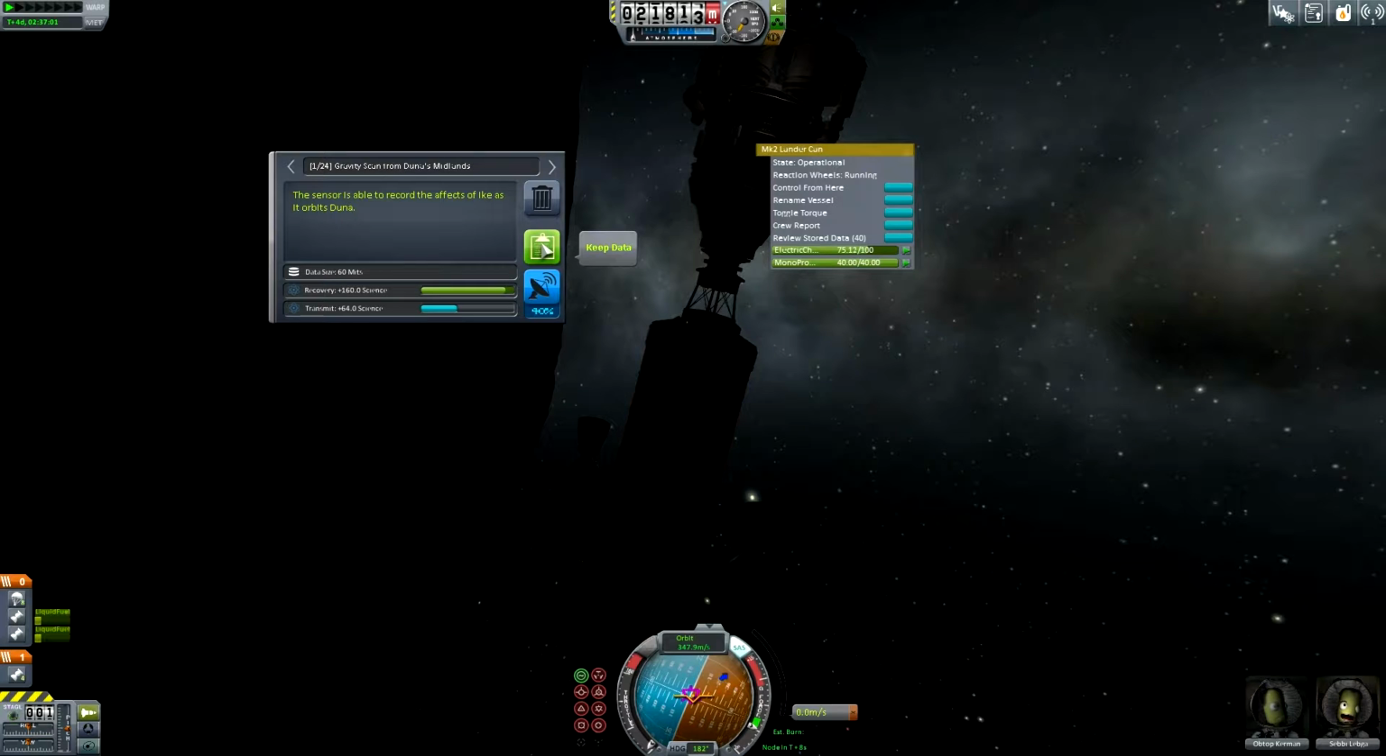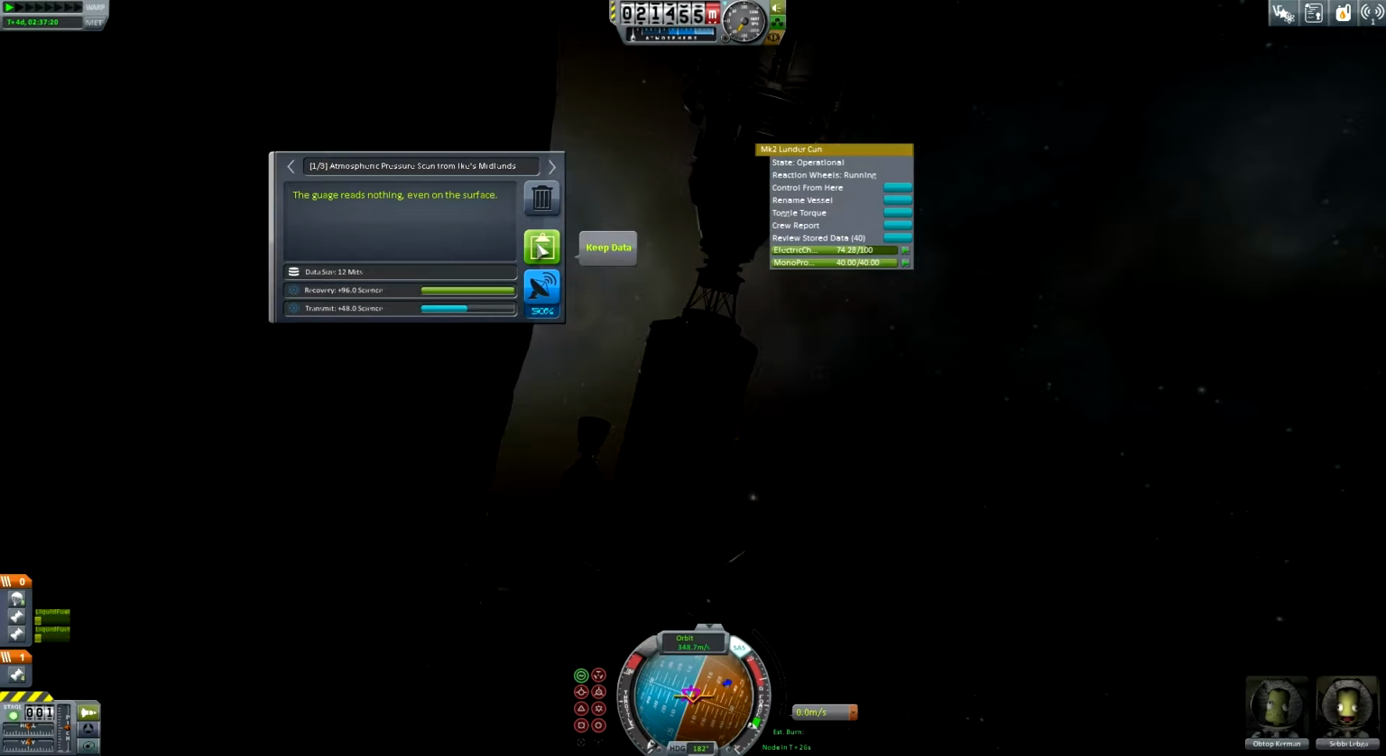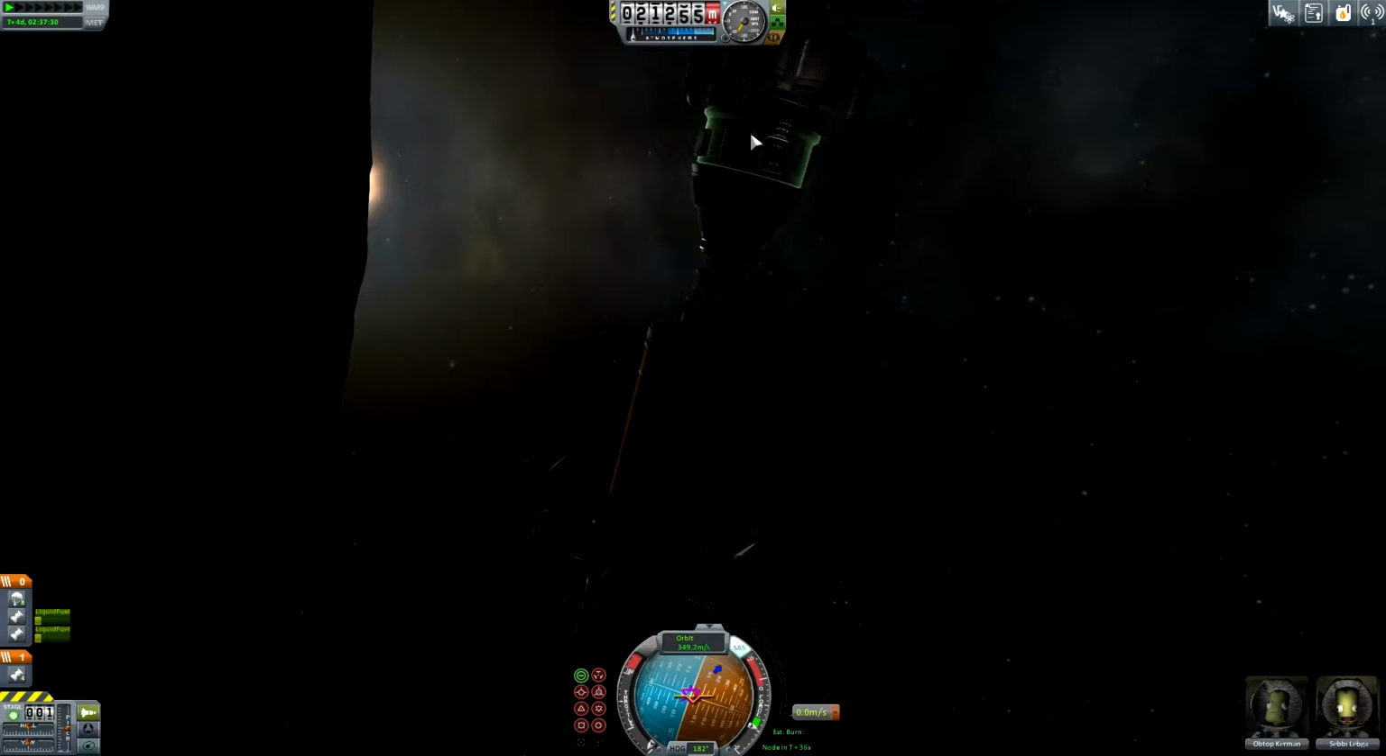Maybe this was not the best way to do this. Atmospheric, highlands, seismic, gravity, EVA, gravity, seismic, surface, EVA. Ooh, atmospheric scan from Ike's Midlands. Okay. While in space near Ike. Okay, we have already done this. This is sad. This is really sad.